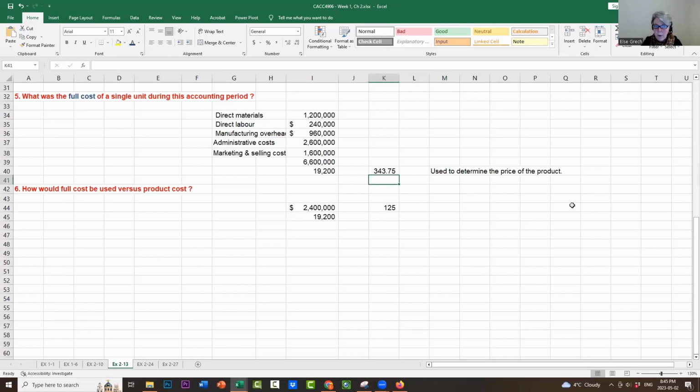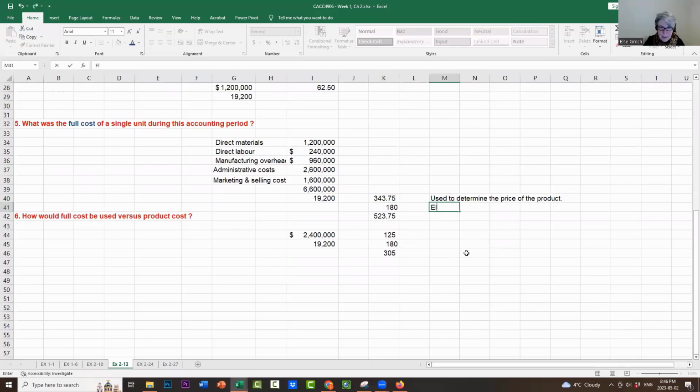So for instance, if I decide to price the product for an additional $180, so I'm going to price my product at $523. That means this $180 is going to be profit. So having a full cost allows us to determine a markup so that we can be profitable. Whereas if I do that same markup of $180 on the product costs, I'm selling it for $305. That's not even going to cover 100% of my expenses.